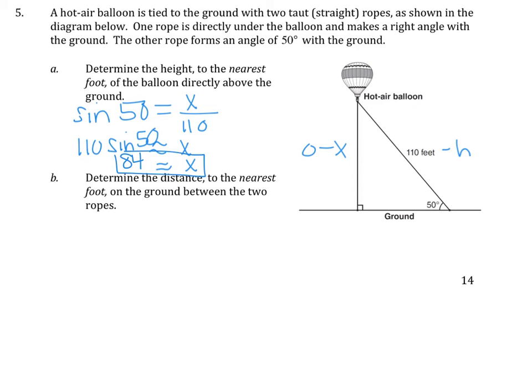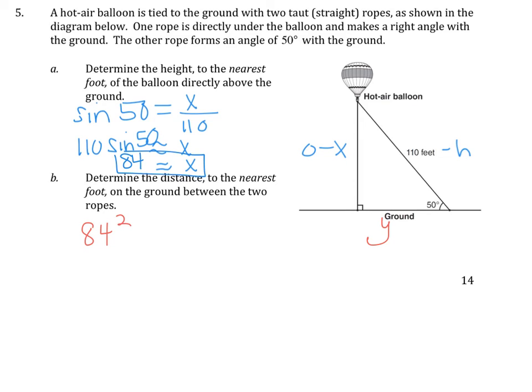So now we need to determine the distance to the nearest foot on the ground between the 2 ropes. So I'm going to label that y. And there's 2 ways in which to solve this. You could either use a trig function, or you can use a squared plus b squared equals c squared, because you have 2 side values now. So let's go ahead and use a squared plus b squared equals c squared.